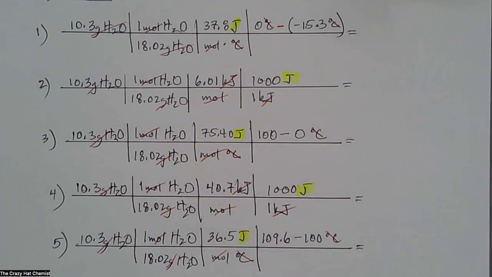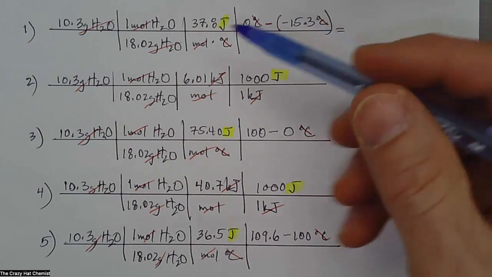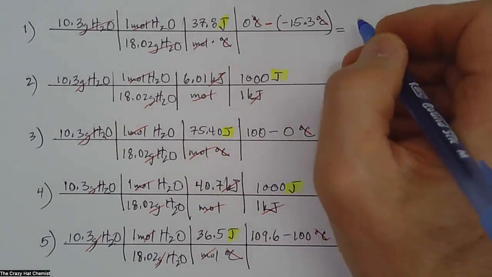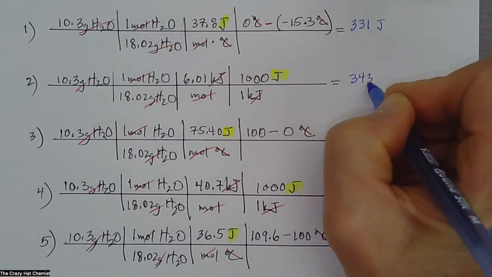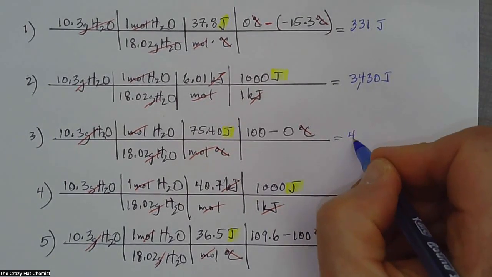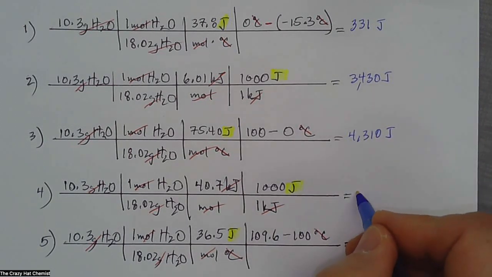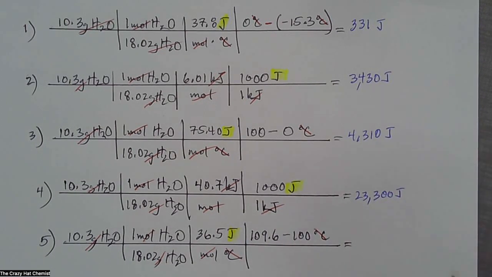All right. So what we're going to do is plug all these values into our calculator. And we are going to have 3 significant figures on each one of these steps. The fewest number of significant figures is 3 on all of these. So this is going to be 331 joules. This is 3,430 joules. And notice I have 3 significant figures. That trailing 0 does not count. 4,310 joules. Again, 3 significant figures. The trailing 0 doesn't count. 23,300 joules. And then 200 joules. And this has a decimal here at the end because it's 3 significant figures.